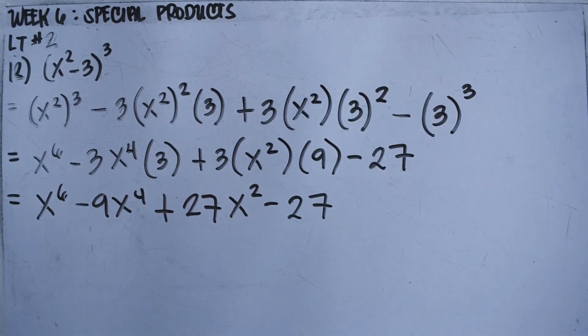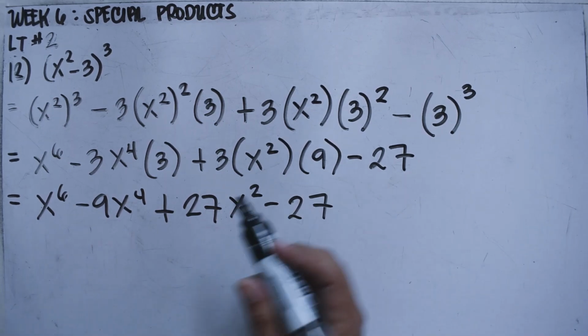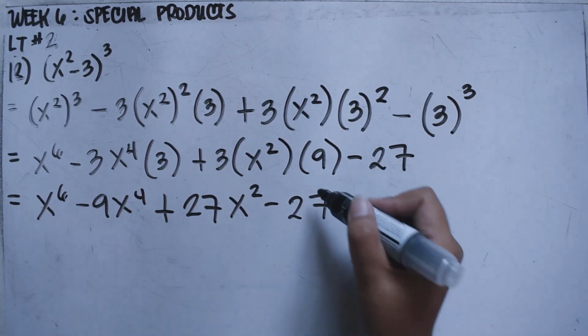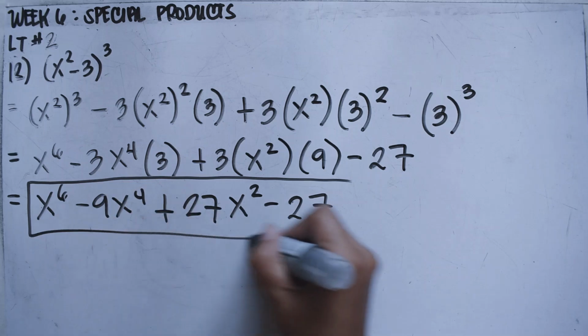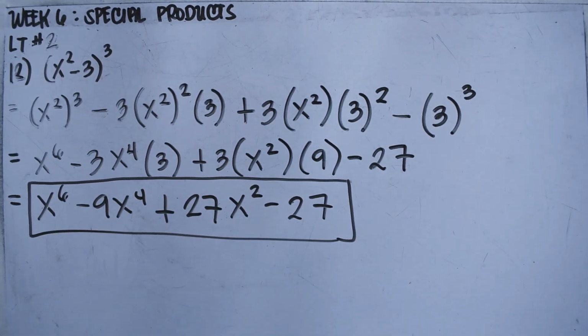Now, meron pa po ba tayong pwedeng i-combine dyan? So wala na po, di ba? Kasi magkakaiba na yung kanilang variables. Isasalansan pa po ba natin? So hindi na rin kasi nakasalansan na siya from the highest degree of the exponent paliit. So therefore, ito na po yung final answer natin sa number 12. So yan, mas maigsi, no? So yan, number 13 na po tayo.